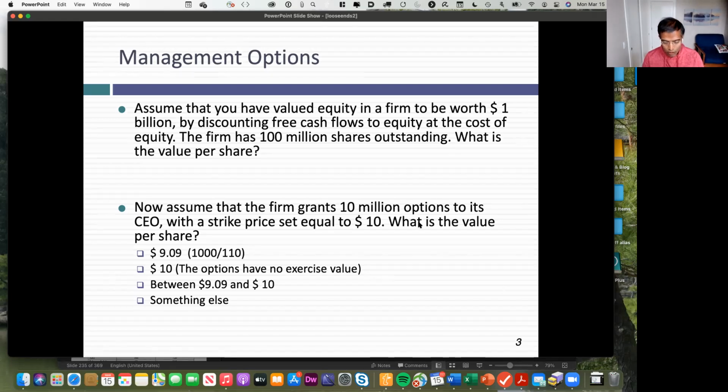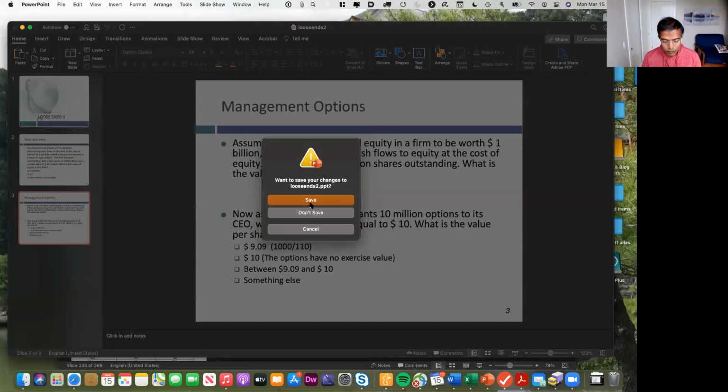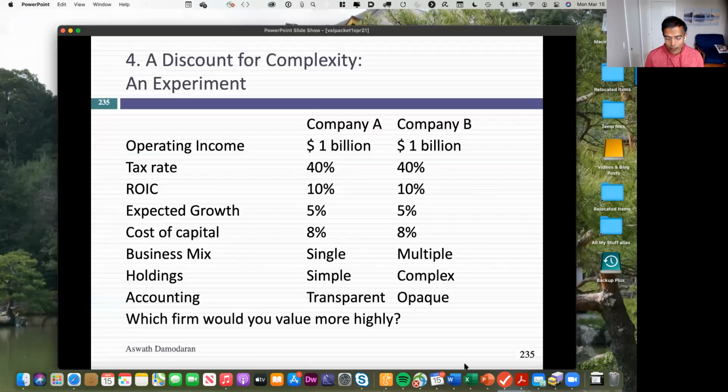So let's close this up and go back to where we were in the lecture notes, because we were talking about complexity. Okay? So let's talk about complexity. If you remember the example I gave you, and I think this is where I left you at the end of the class, I said, what if I gave you two companies, one simple, one complicated, the numbers look exactly the same. I think we collectively decided that the more complicated companies should trade for less because you don't want to be exposed to all that additional risk.